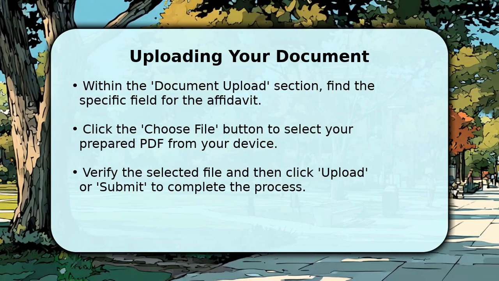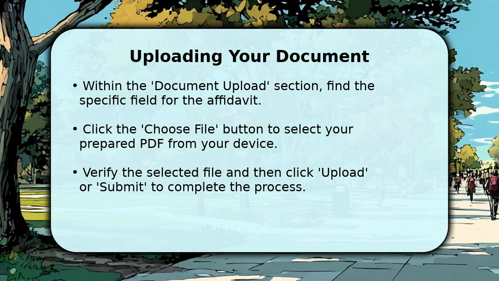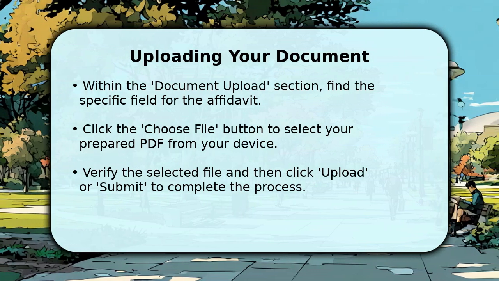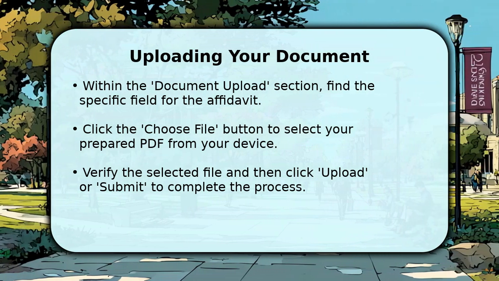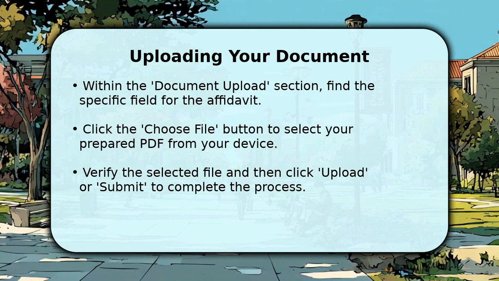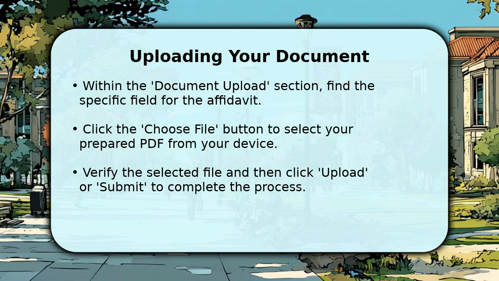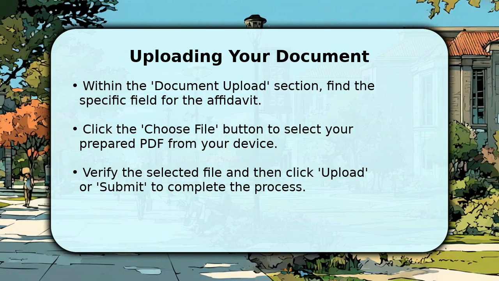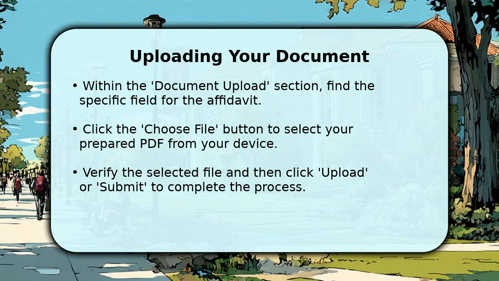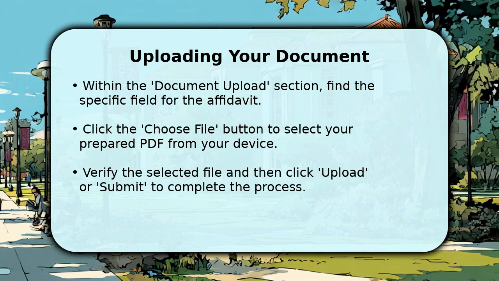Now, within the document upload section, locate the specific field designated for the affidavit. Click on the Choose File button to select your prepared PDF document from your device. After selecting, carefully review the file name to confirm you have chosen the correct document. Finally, click Upload or Submit to complete this crucial step, then wait for a confirmation message on your screen.